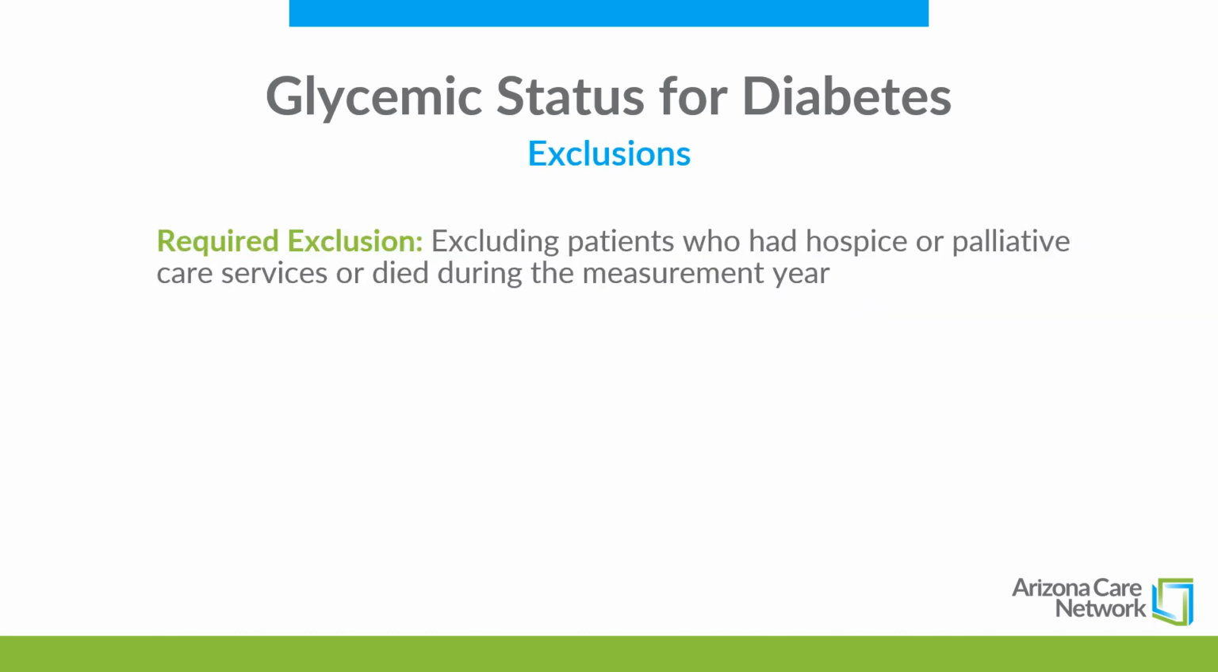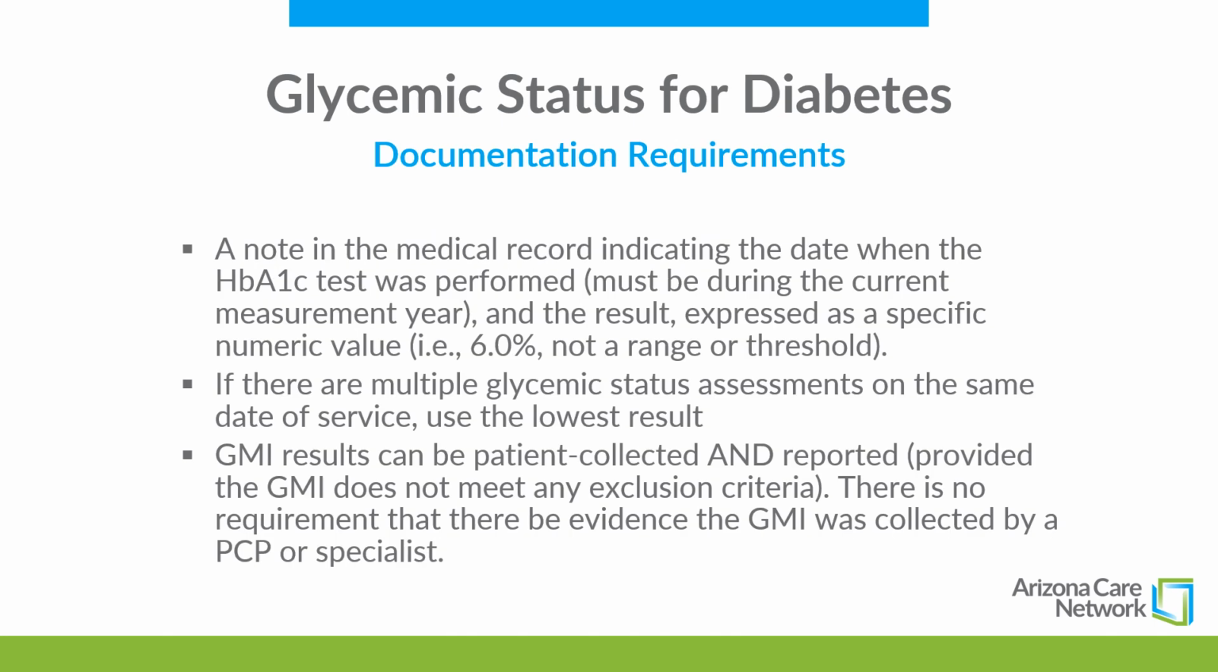This measure may exclude patients who had hospice or palliative care services or died during the measurement year. All of the following are required for documentation: a note in the medical record indicating the date when the HbA1c test was performed and the result expressed as a specific numeric value. If there are multiple glycemic status assessments on the same date of service, use the lowest result. GMI results can be patient-collected and reported. There's no requirement that there be evidence the GMI was collected by a PCP or specialist.